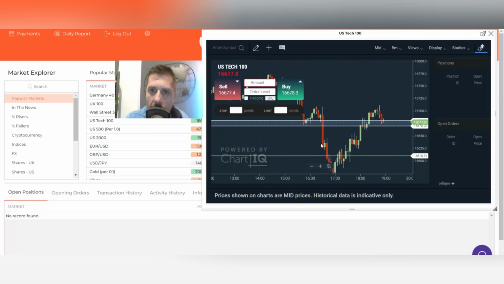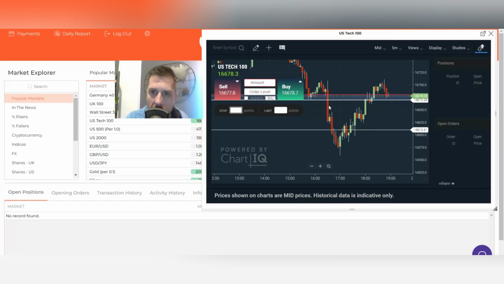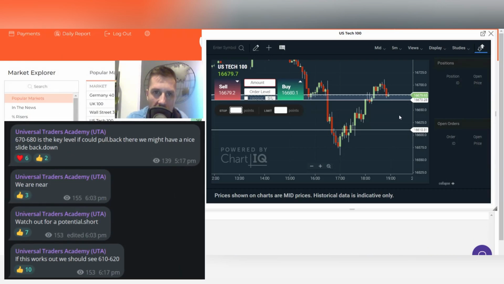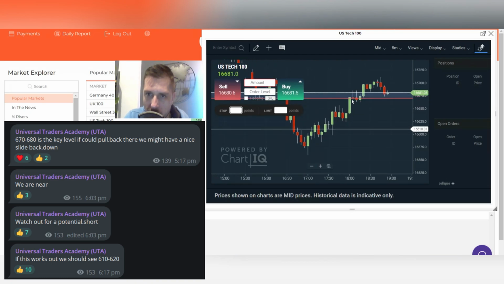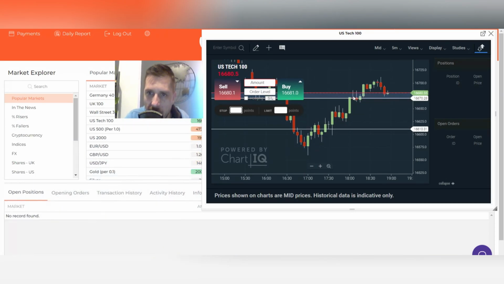So guys, basically at market open we had a strong selling pressure, and we identified the key level, the 670 680 area, and we said if price gets back to this area we are going to look for a potential short. So price got back, as you can see, and hits the key level.